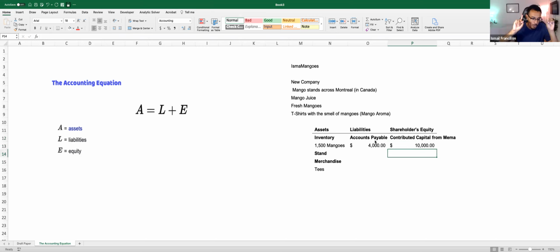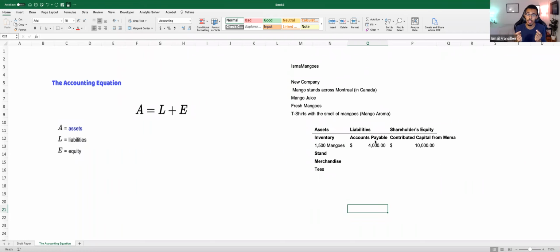But before we go, I'm gonna just try to pinpoint how we journalize this and what this would actually look like in our accounting equation. I mean, this is why you're here, right? If you're still here. Let's go for it. So let's look at one example for each type that we brought up for Isma mangoes. Let's look at our inventory.